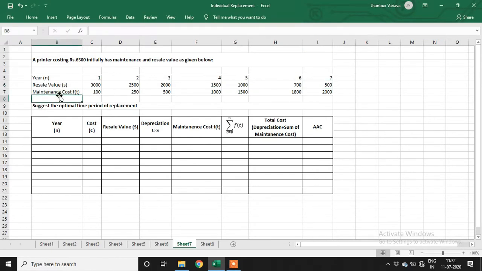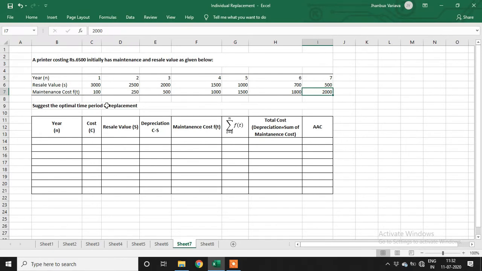Now for the maintenance cost of this printer. In the first year, the maintenance cost of the printer is 100 rupees, as you can see over here. For the second year, it is 250 rupees. For third year, it is 500. Fourth year, it is 1000. Fifth year, 1500. Sixth year, 1800. And seventh year, it is 2000. So as you can see, in the 7 years, the resale value of this printer, with an initial cost of 6,500, has decreased, but the maintenance cost of this printer is increasing year by year.